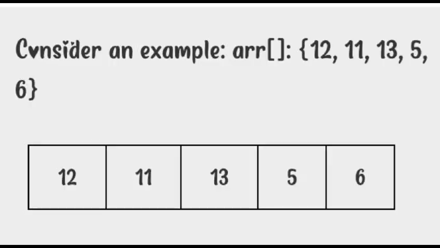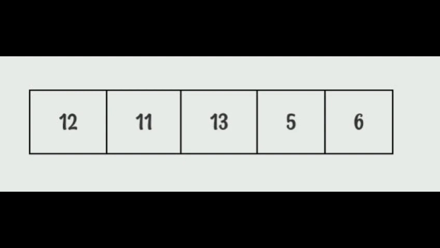Consider an example array of 12, 11, 13, 5 and 6. In insertion sorting, firstly compare the two elements of the array. Here 12 is greater than 11, hence they are not in ascending order, and 12 is not in its correct position. So swap 11 and 12. For now 11 is stored in a sorted subarray.